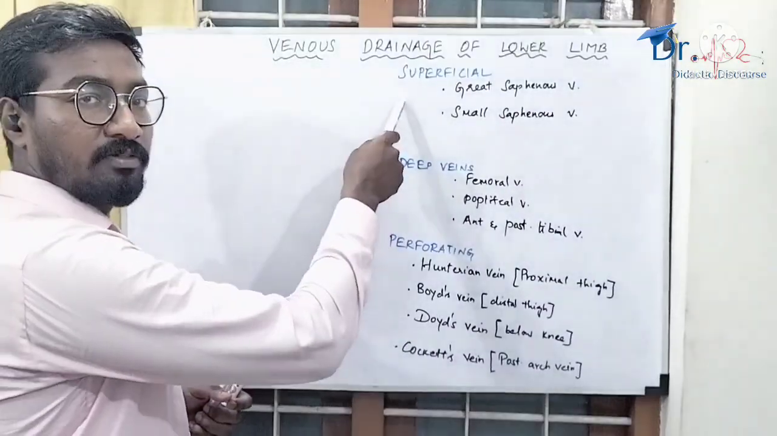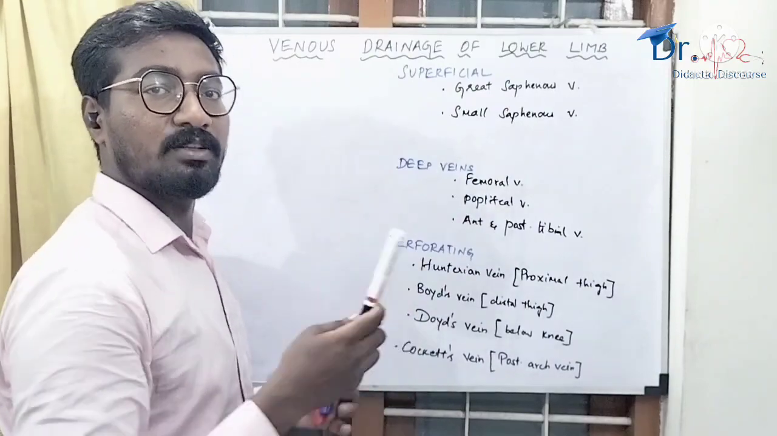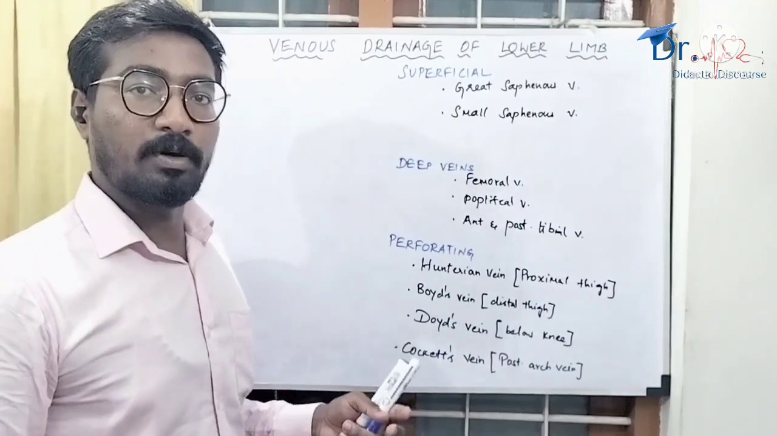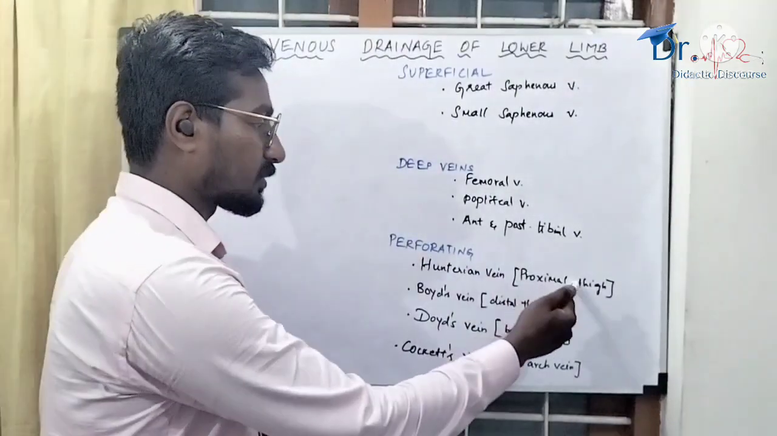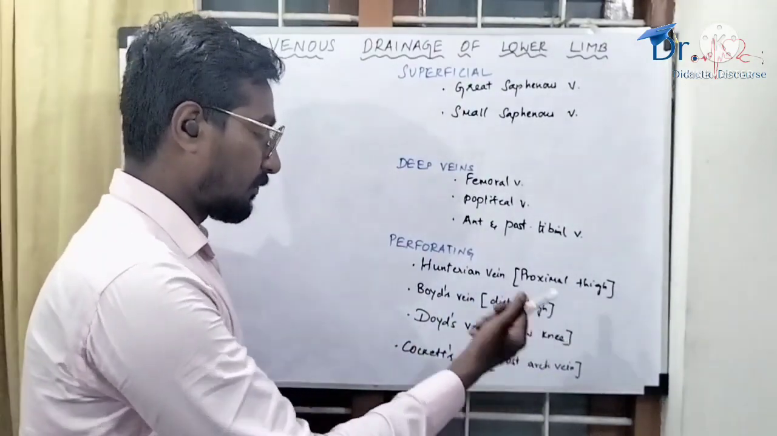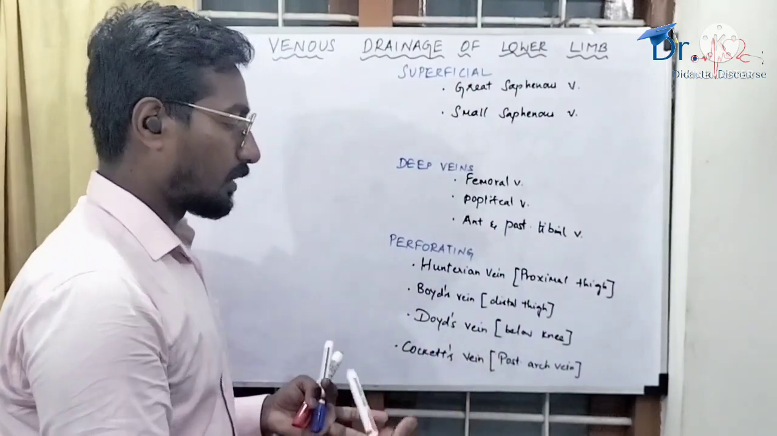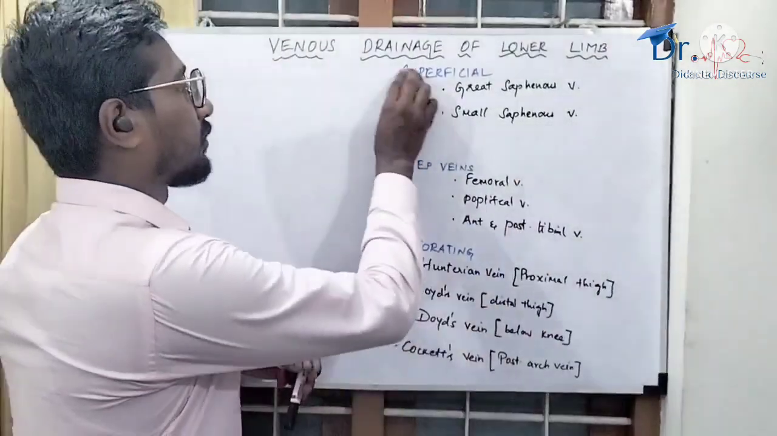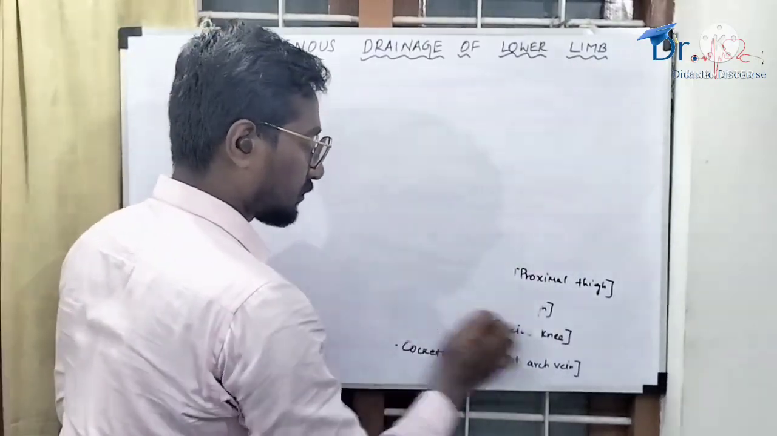So we have the superficial veins, which are the great saphenous vein and small saphenous vein. We have the deep veins, which are the femoral vein, popliteal vein, and anterior and posterior tibial veins. And you have the perforating veins, which are the adductor canal perforator in the proximal thigh, Hunter's perforator in the distal thigh, Dodd's vein below the knee, and Cockett's veins. There are around three Cockett's veins, upper, middle and lower, and the posterior arch vein. Now we'll discuss the great saphenous vein, small saphenous vein and their branches.